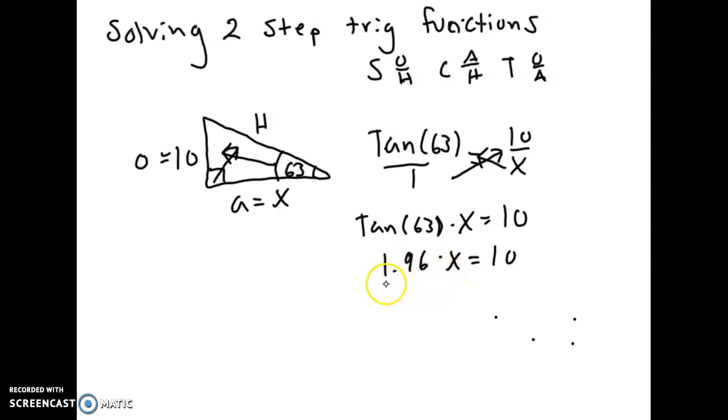So we do the inverse operation. We divide both sides by 1.96. Divide this side by 1.96. These cancel out, and X, we're left with 5.1. And that is how you solve a two-step trig function.